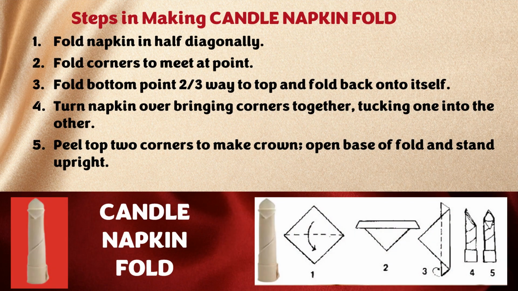Steps in making candle napkin fold. 1. Fold napkin in half diagonally. 2. Fold corners to meet at point. 3. Fold bottom point 2/3 way to top and fold back onto itself. 4. Turn napkin over bringing corners together, tucking one into the other. 5. Peel top 2 corners to make crown, open base of fold and stand upright.